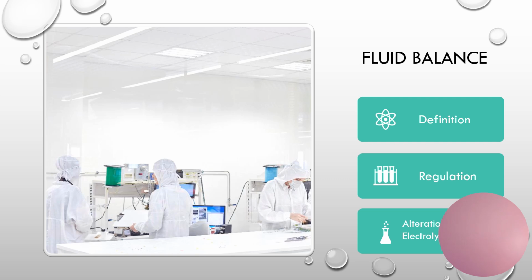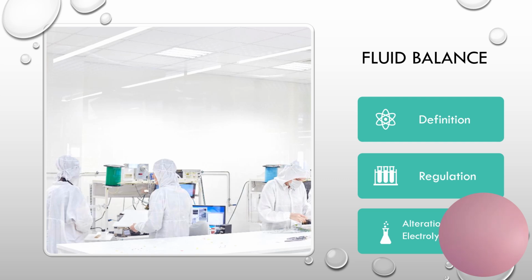The next process is distribution, which is the process of moving fluid and electrolytes between those various body fluid compartments. The compartments are going to include inside the cell, which is intracellular, and outside the cell, which is extracellular. Now, the extracellular compartment will include fluid between the cells, which is interstitial, and fluid inside the blood vessels, which is intravascular. And then the third process is output.